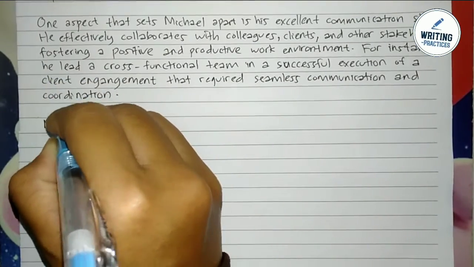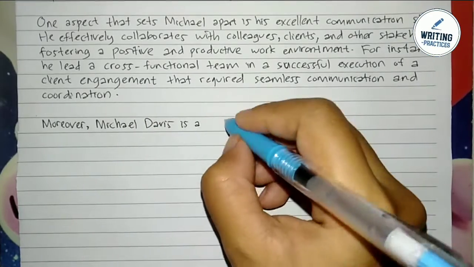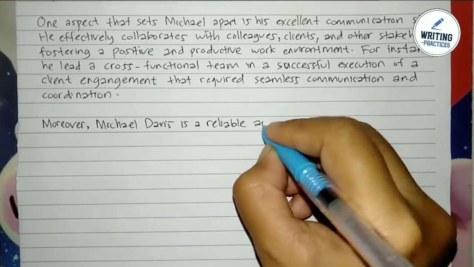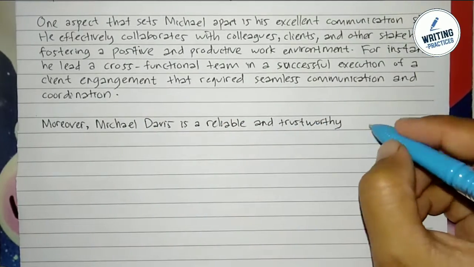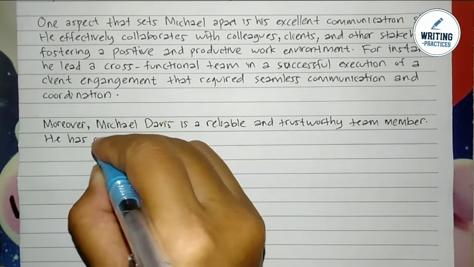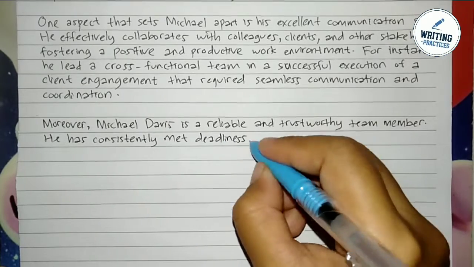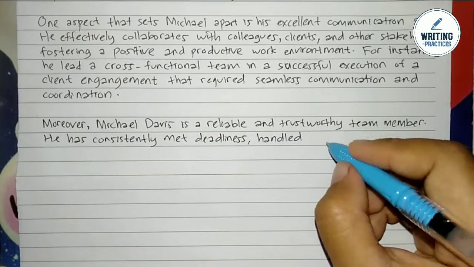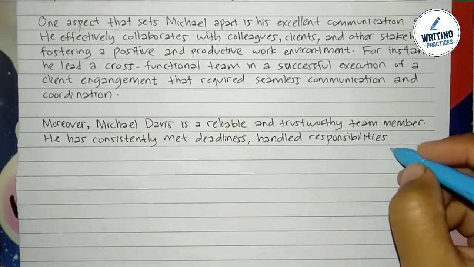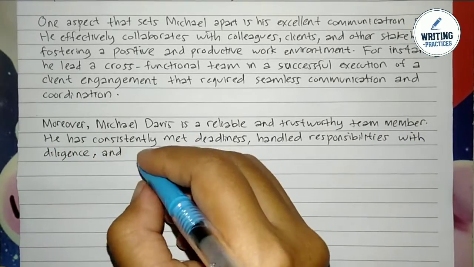In the fourth paragraph, talk more about the applicant's reliability and trustworthiness. In this letter, the writer emphasizes Michael Davis's reliability and trustworthiness. And here is how you can write it. Moreover, Michael Davis is a reliable and trustworthy team member. He has consistently met deadlines, handled responsibilities with diligence, and demonstrated a proactive approach to problem solving.